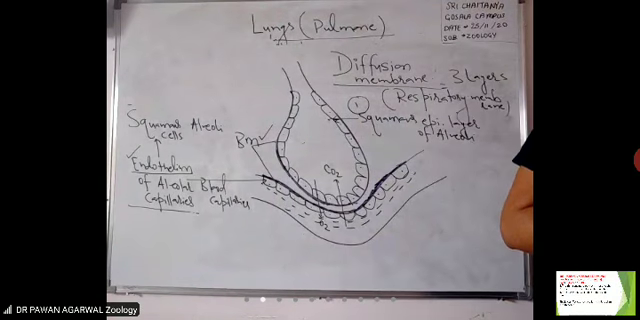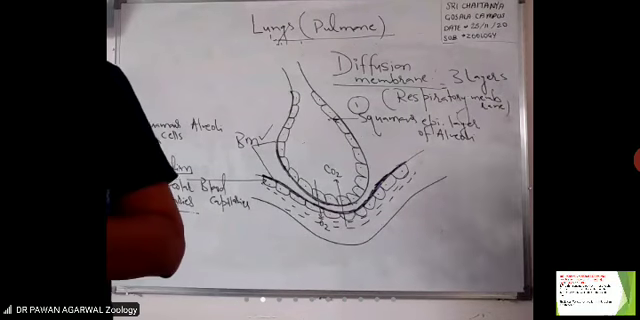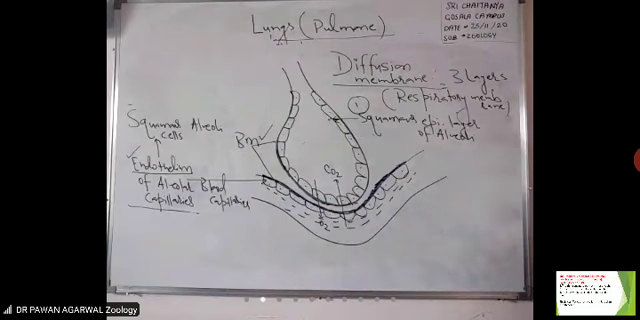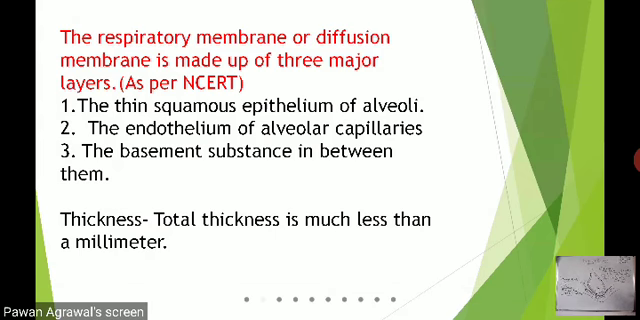So as per NCERT, the respiratory membrane or diffusion membrane is made up of three major layers. Okay, this you have to remember. So this is the point that is very important here. Getting this point, that is the respiratory membrane or the alveolar membrane.